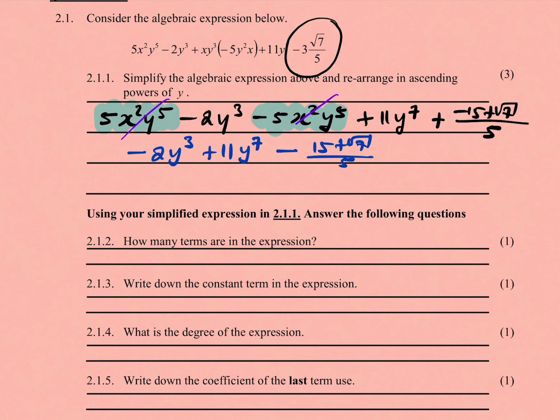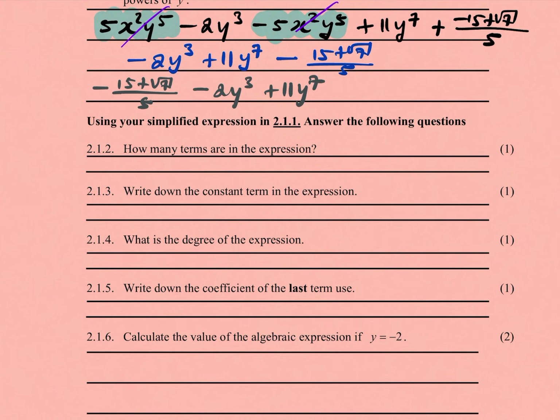Now they say to you, write it in ascending powers of y. That means the constant comes first, and then the power gets larger in that way. So you have minus 15 plus the square root of 7 over 5, minus 2y to the power 3, plus 11y to the power 7. So this gives you the simplified version of 2.1.1.